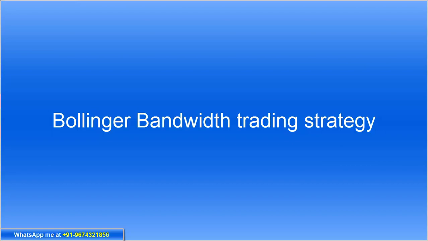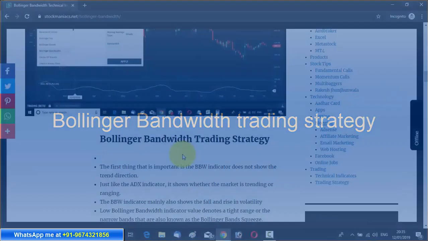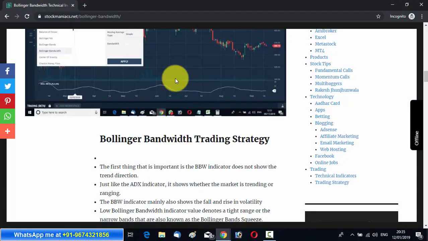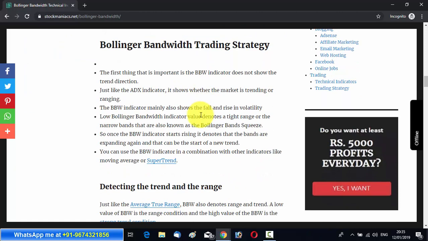Now we will discuss the Bollinger Bandwidth trading strategy. There can be many trading strategies with Bollinger Bandwidth. Bollinger Bandwidth does not show the trend direction. That is very important. Just like the ADX indicator, it shows whether the market is trending or range bound. And the Bollinger Bandwidth indicator shows the fall and rise in volatility.